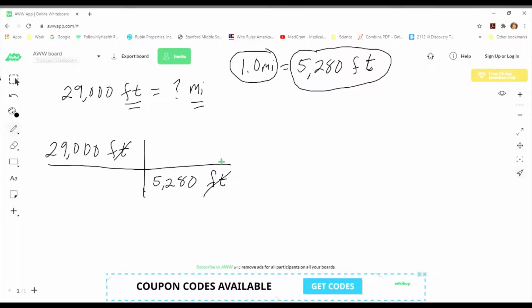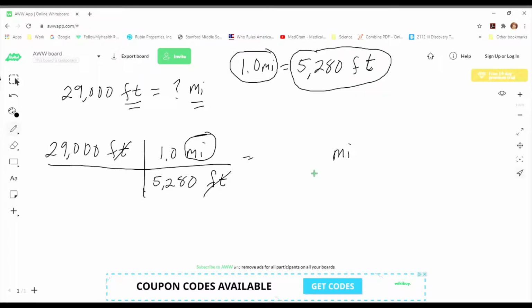This doesn't happen by coincidence. This is actually what is happening. You set that up so that it cancels out. The other side of the equality now goes on top, 1.0 miles. And now these are the only units that are left, so that's what you're going to end up with. I don't even have to do the calculations first to know that my answer is going to be in miles. The question is how many miles?